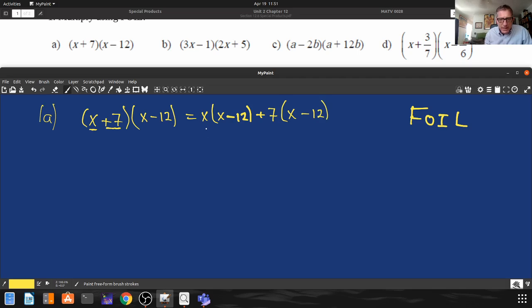When we do that, we get x times x, x squared. x times minus 12, minus 12x. Plus 7 times x, plus 7x. Plus 7 times minus 12 is minus 84. So let's compare these, my result right here, and do this a different way.